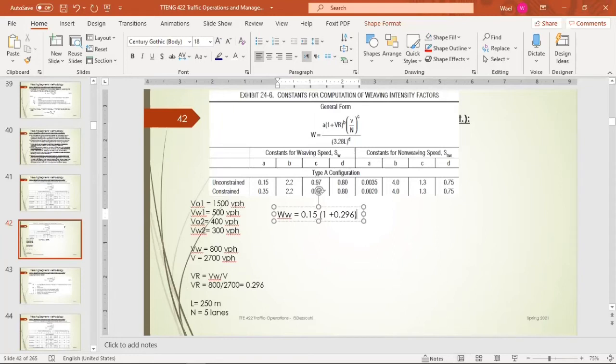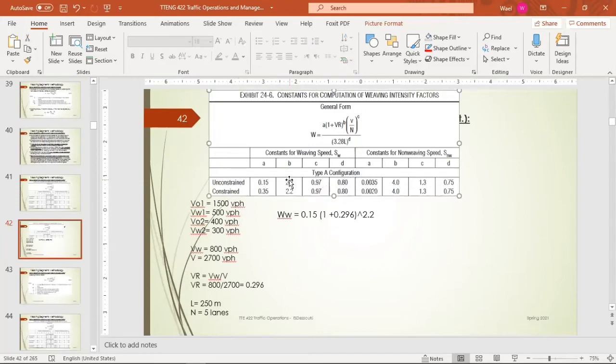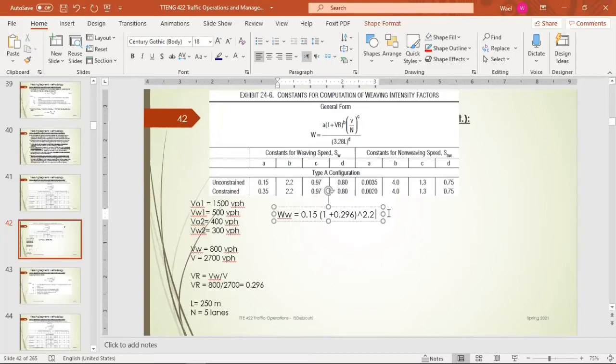To the power B. How much is B? 2.2. That's B exactly. Multiplied by V divided by N. How much volume do we have? 2700, that's the total volume. Divided by how much do we have here in number of lanes? N is 5 lanes. To the power of, how much is C here? 0.97.